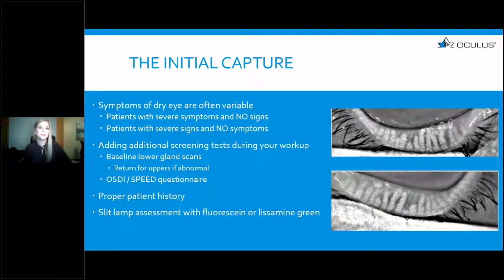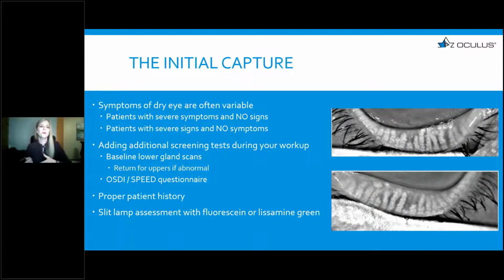I'm sure we've seen patients with crazy symptoms, 10 out of 10, "my eyes are so dry, I'm miserable, I can't function," and you don't see anything wrong with them, right? And how frustrating is that? And then you have the opposite patients, where they have so many signs, so much staining, so much inflammation and redness, but they say, "I don't have dry eye, I don't know what you're talking about, I don't have a problem, my eyes feel great."